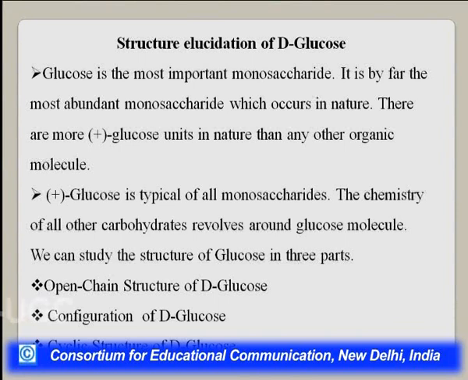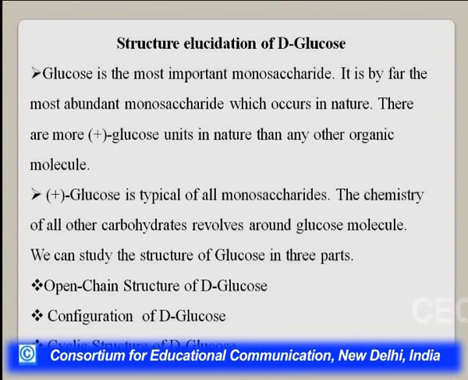Now how can we confirm the structure of D-glucose? How can we evaluate the structure of D-glucose? Simply we can say structure elucidation of D-glucose. As you know, glucose is the most important monosaccharide. It is by far the most abundant monosaccharide which occurs in nature. There are more glucose units in nature than any other organic molecule. Plus glucose is typical of all monosaccharides. The chemistry of all other carbohydrates revolves around the glucose molecule.